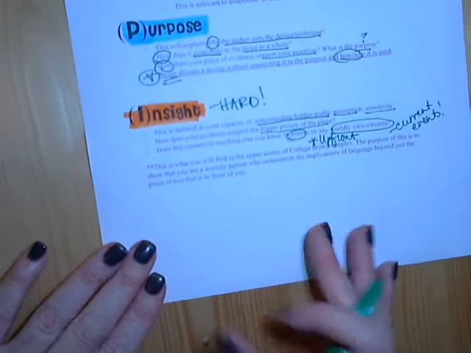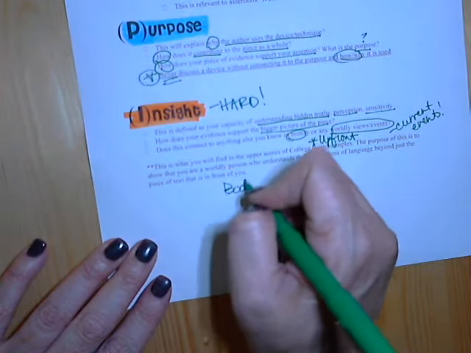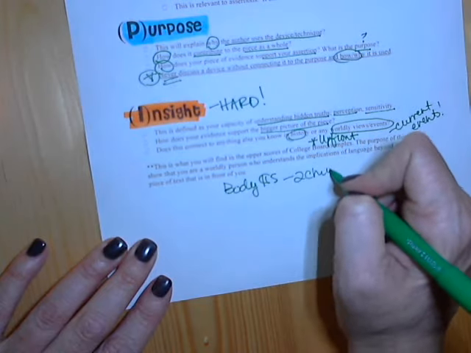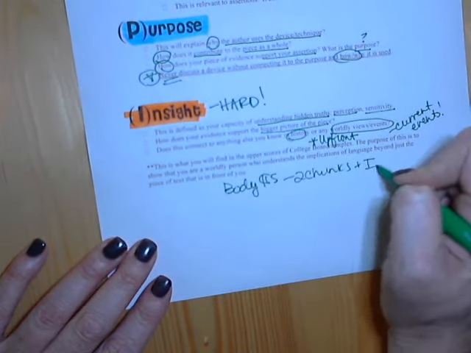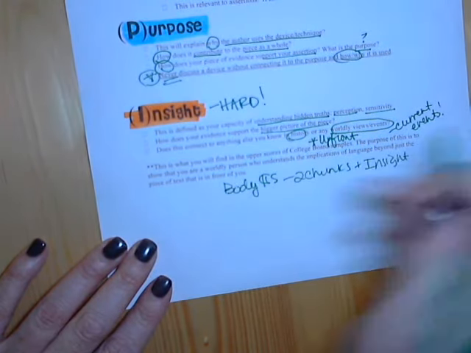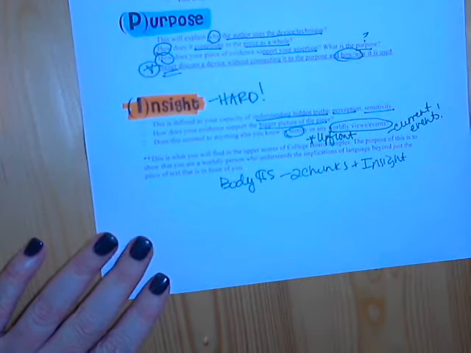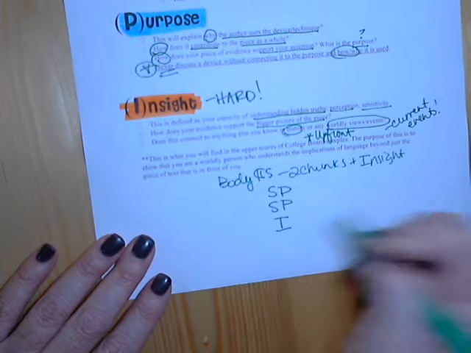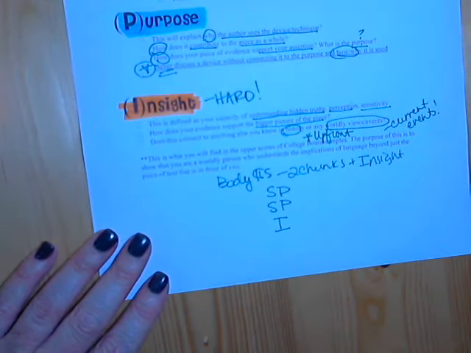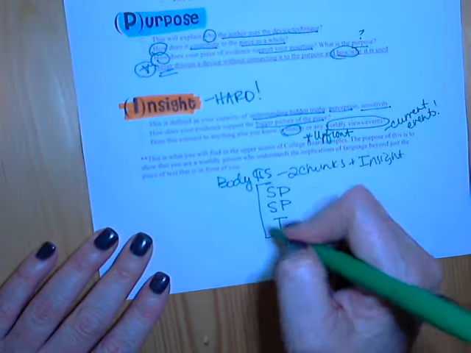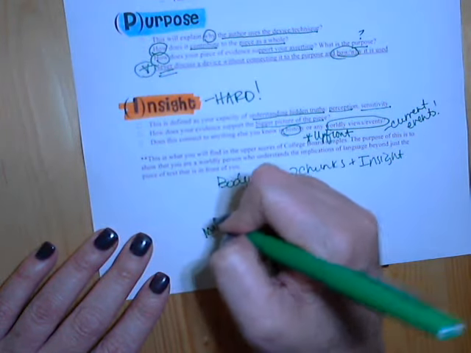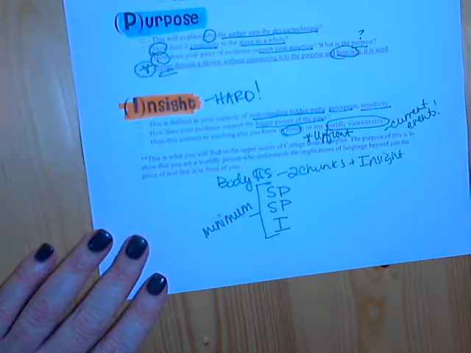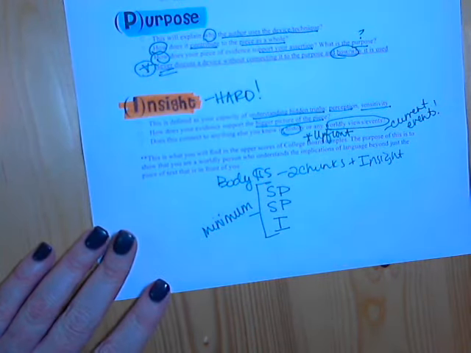Okay, so your body paragraphs should have 2 chunks plus insight. So you should have your SP, and then your I. That is the very minimum for a body paragraph.